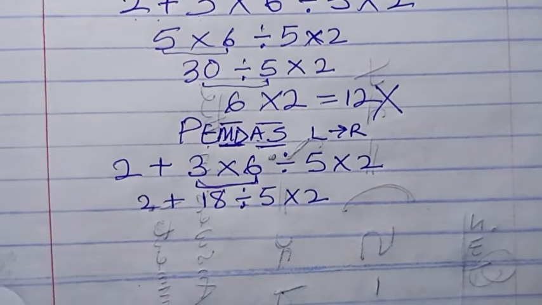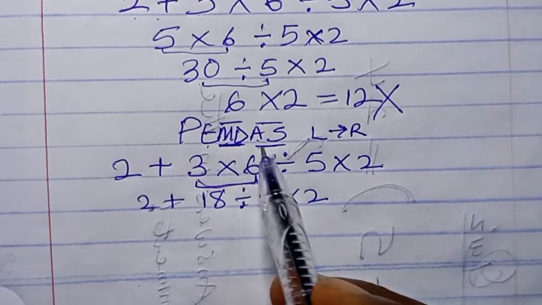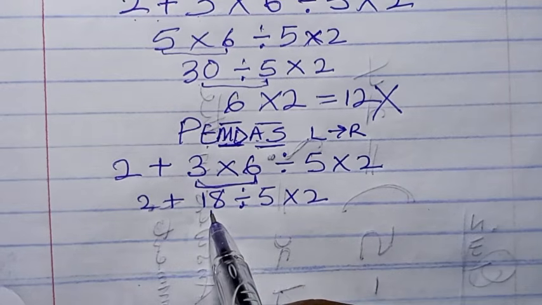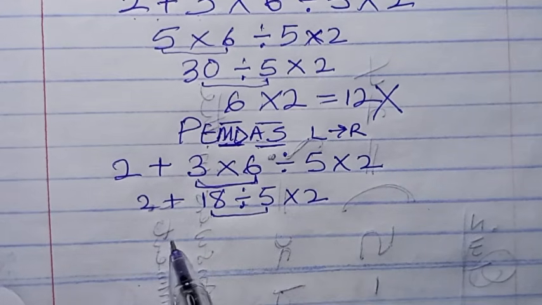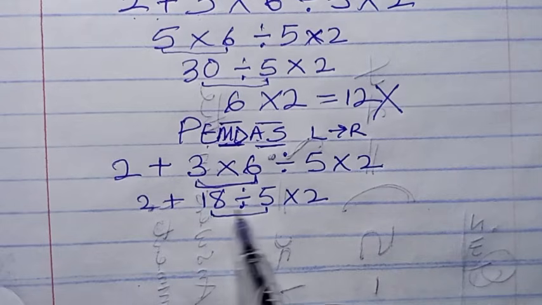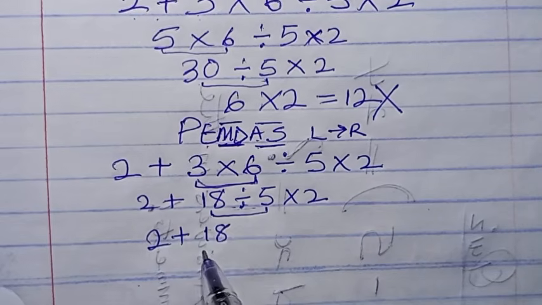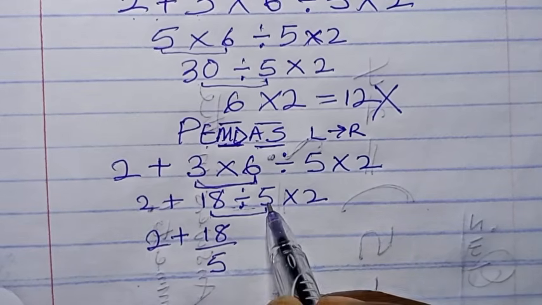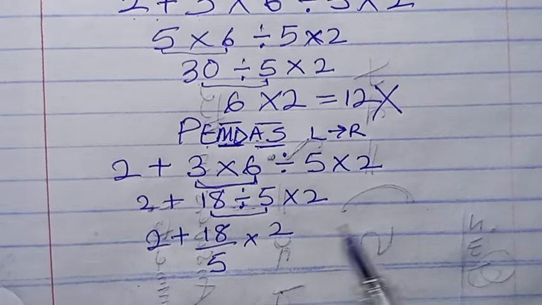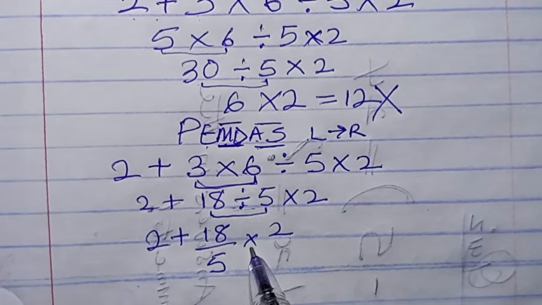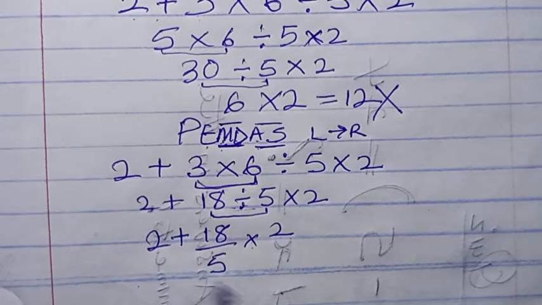Now, check your PEMDAS again. PEMDAS says we have to do multiplication next. Division, sorry. So we are coming to division. Then you bring down. Now, you can rewrite this 18 divided by 2 like this: 2 plus 18 divided by 5, times 2, okay? Now, if you come back to your PEMDAS, this is addition, this is multiplication, this is division. So we have to do multiplication first.